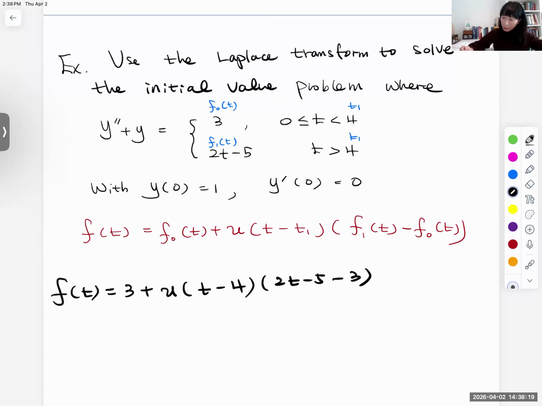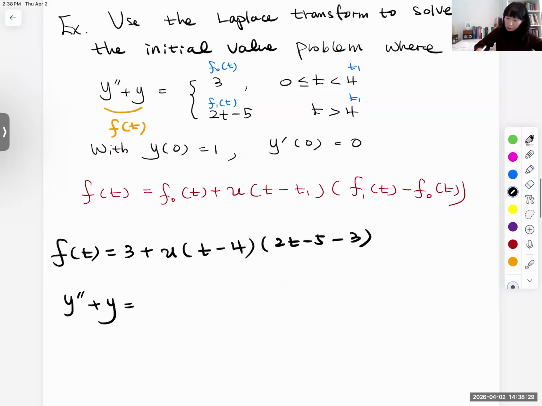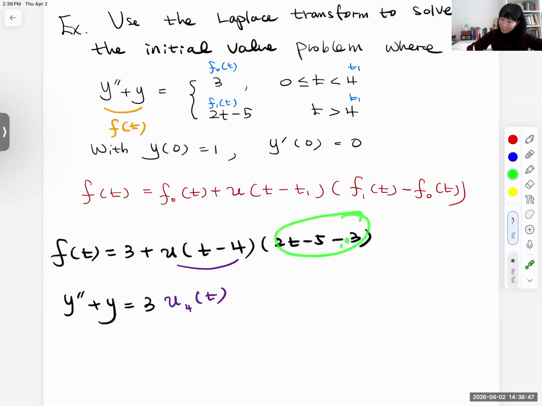Now f over t. We consider f over t, so that will be y second prime plus y equal to 3. Now we can express this one as u sub 4 over t. Now we simplify inside. We have 2t minus 8.